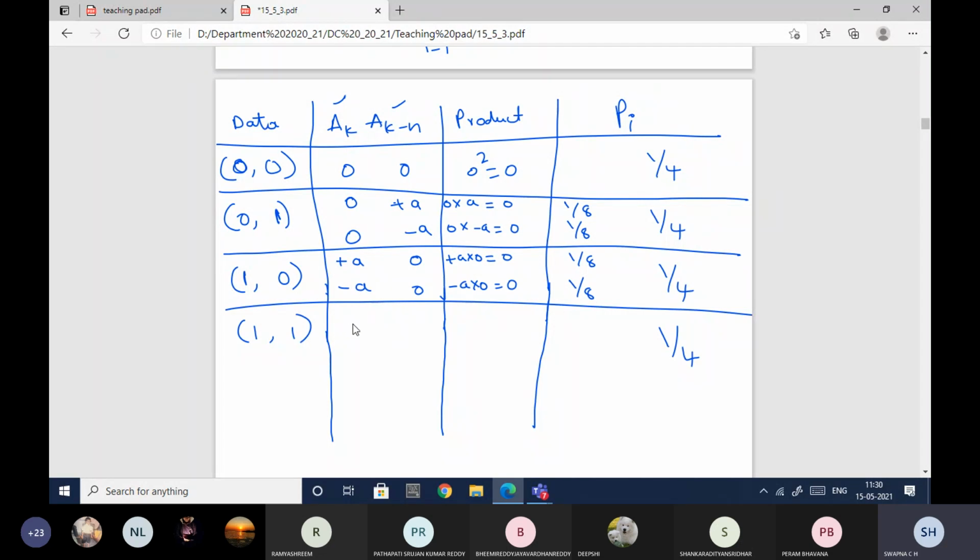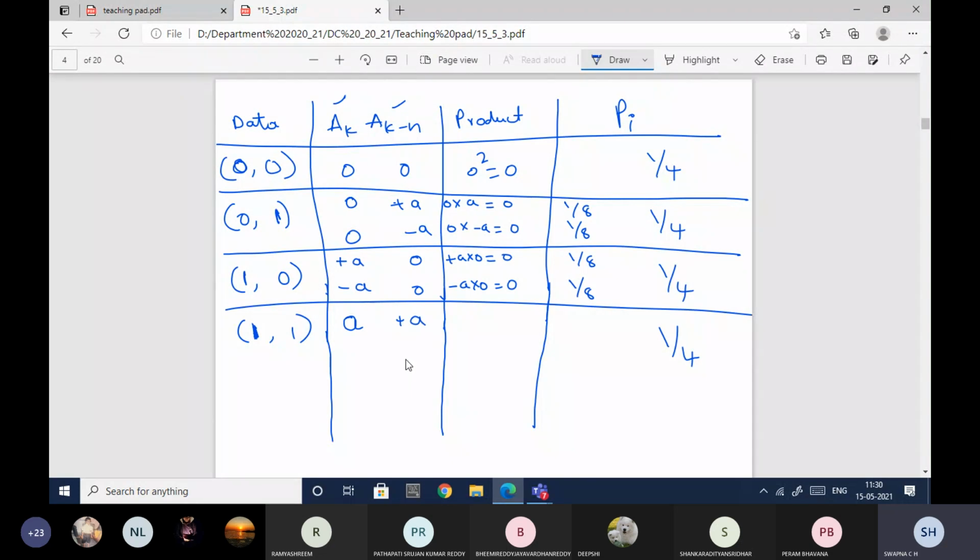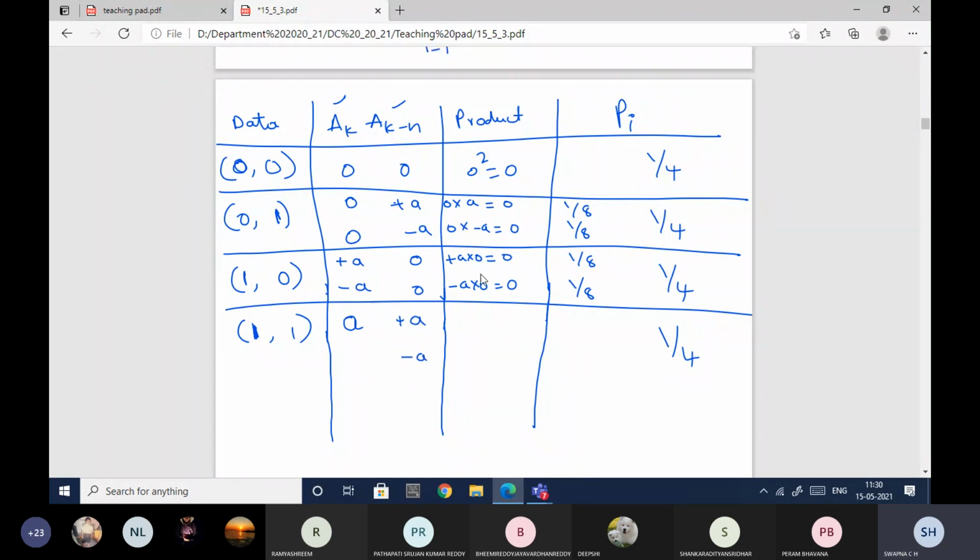Okay, now the problem starts. The first A is A. I'm representing the first A is A. The second A can be either plus A or minus A, because it is not the one shift. This n value is not one shift, it is greater than 1. Greater than 1 in the sense it can be 2, 3, whatever it might be. So if the first one is A, the next one can be A only, or it can be minus A also.